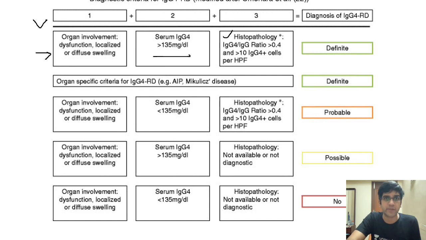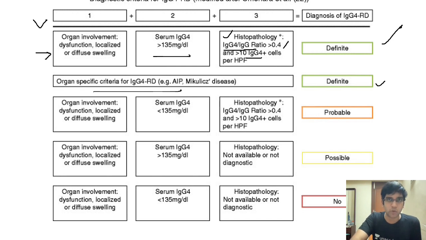And then histopathology. My microscopy shows storiform fibrosis, phlebitis, dense lymphoplasmacytic infiltration, plus an IgG4 to IgG ratio of 0.4, or as I said, more than 10 cells of IgG4 positivity per high power field is also enough for me. When I see all these three of them, I call it definitive criteria. Any other organ specific criteria, we'll see other than Mikulicz disease, about them later, fine. That's also definitive for me.